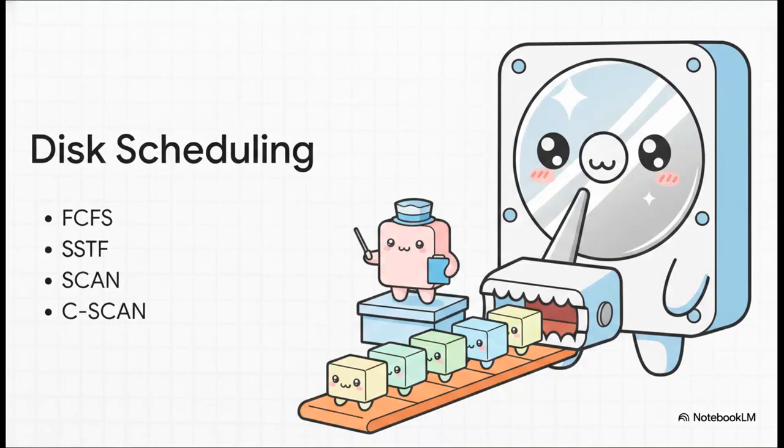To read those files quickly and without literally burning out the mechanical parts of your hardware, the OS meticulously schedules disk access. It uses algorithms like first come, first served, shortest seek time first, SCAN, and C-SCAN to sequence the reading and writing. Grouping reads by location, for instance, keeps data retrieval blazingly fast while saving your physical hardware from totally unnecessary wear and tear.